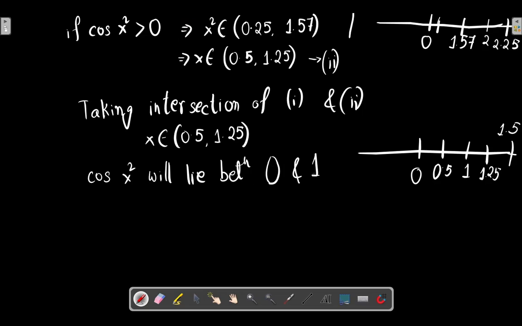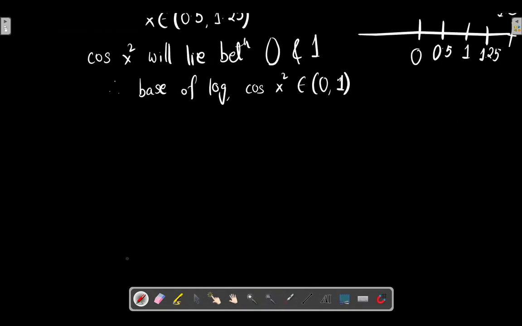Maximum value of cos is 1, which happens for x equal to 0. X starts from 0.5, so this cannot take the value 1. And x also cannot take the value of 1.57, that is pi upon 2, open bracket here. So this cannot become 0 either. So this implies that the base of log, that is cos x square, lies between 0 and 1.